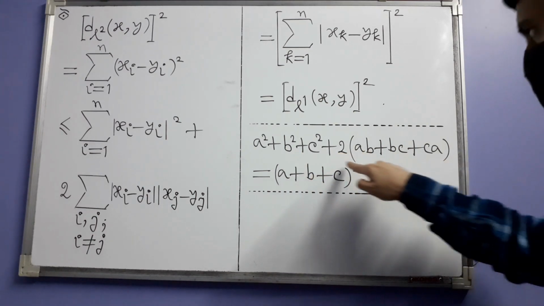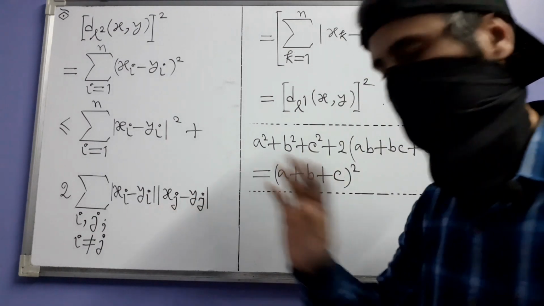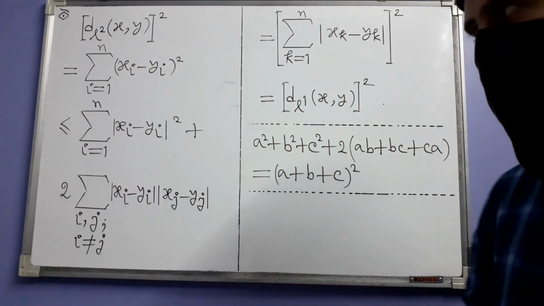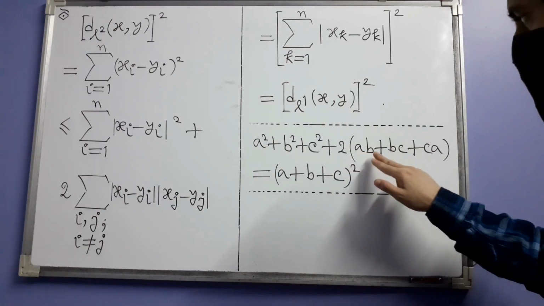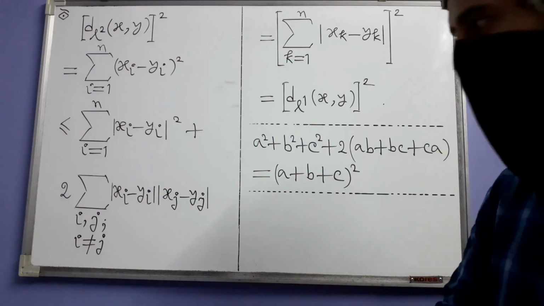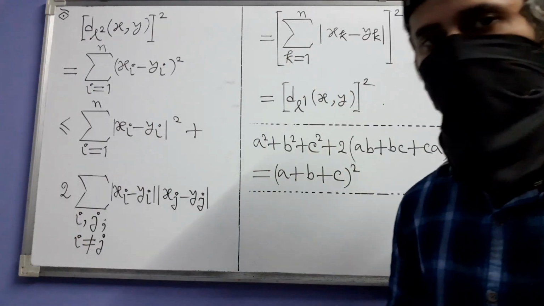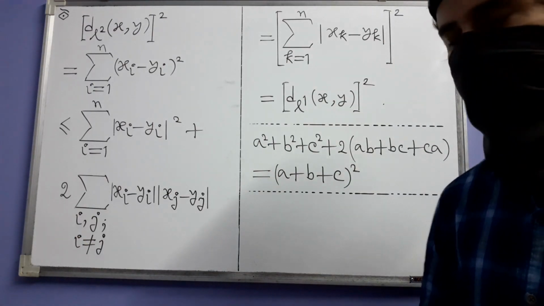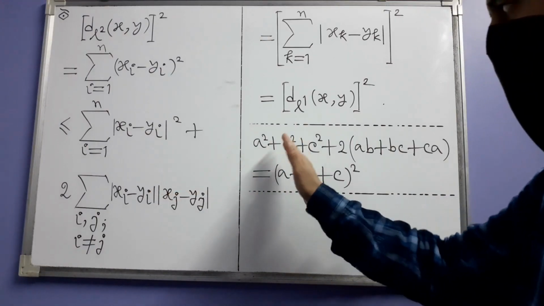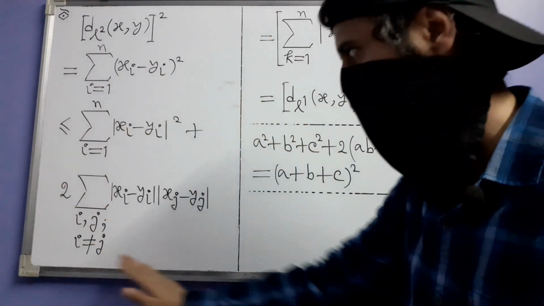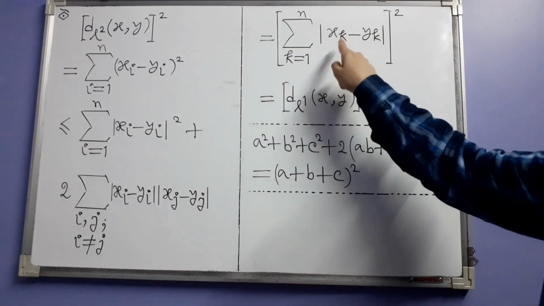So this part of the expression corresponds to this. In order to have distinct terms multiplied, we need this i not equal to j. So that's how we have this corresponding to this, and that's how this is equal to square.